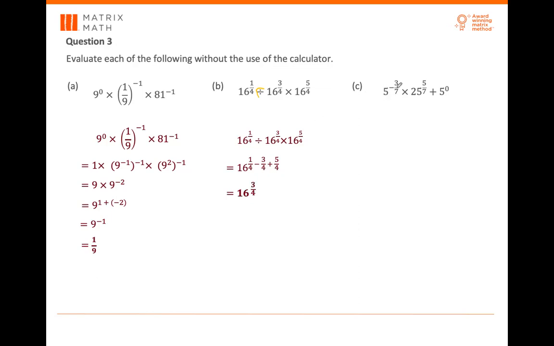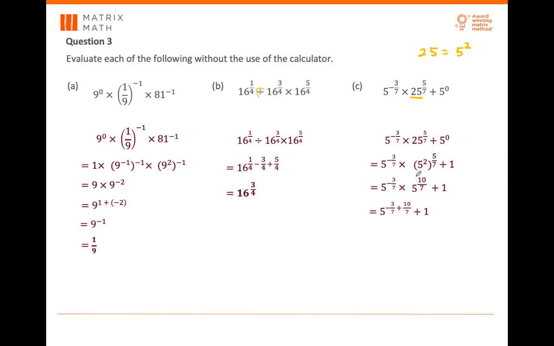Part C, 5 to the power of minus 3 over 7 times 25 to the power of 5 over 7 plus 5 to the power of 0. So you notice, 25 can actually be made a base of 5 because 25 is the same as 5 to the power of 2. So you have 5 to the power of minus 3 over 7 times 5 to the power of 2 times 5 over 7 plus 5 to the power of 0, which is actually 1. 5 to the power of 0 is 1. So you will have 5 to the power of negative 3 over 7, times, so 2 times 5 over 7, you will have 10 over 7, then plus 1.